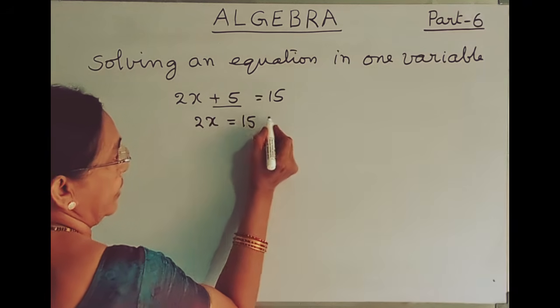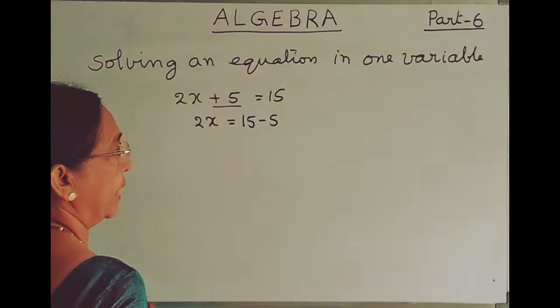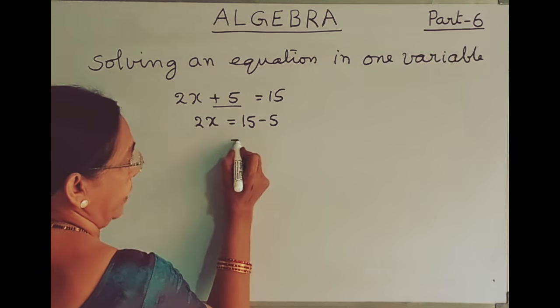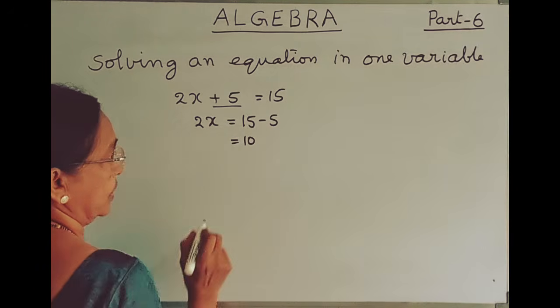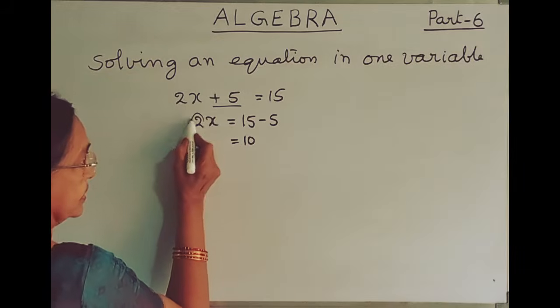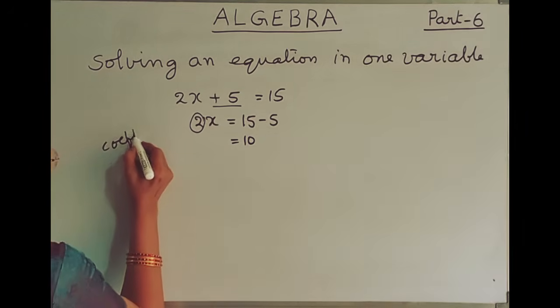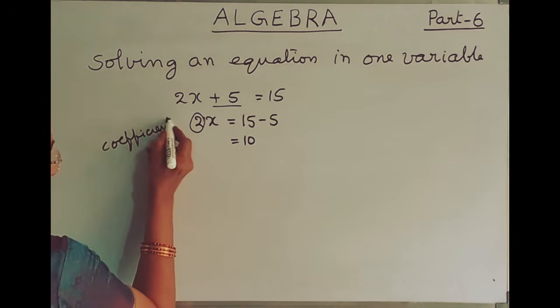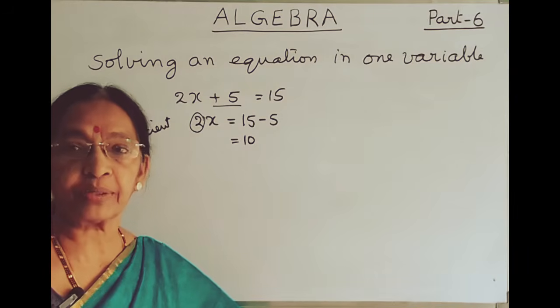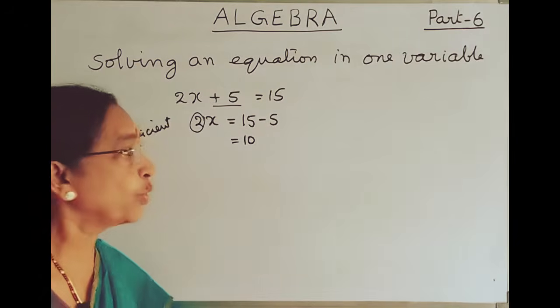Taking this plus 5 to the other side, it becomes minus 5. So 15 minus 5 is 10. 2x is equal to 10. This number with the variable is called the coefficient. So you divide both sides of the equation by the coefficient.